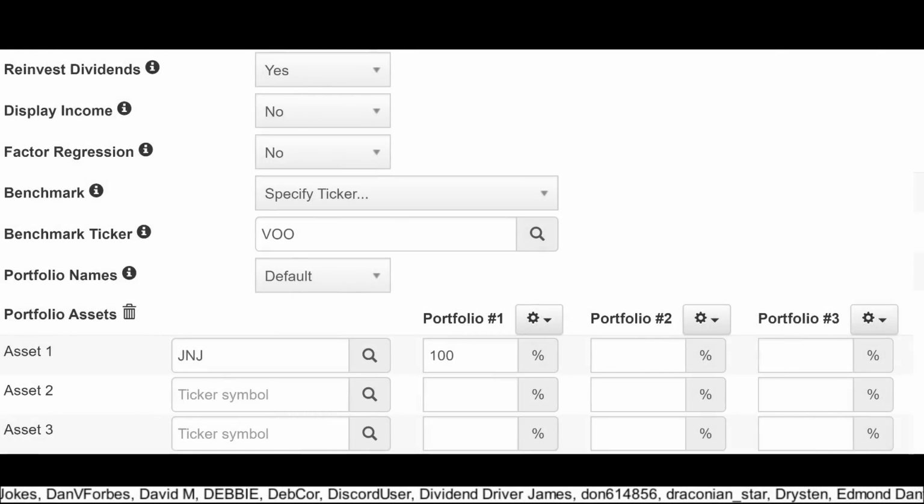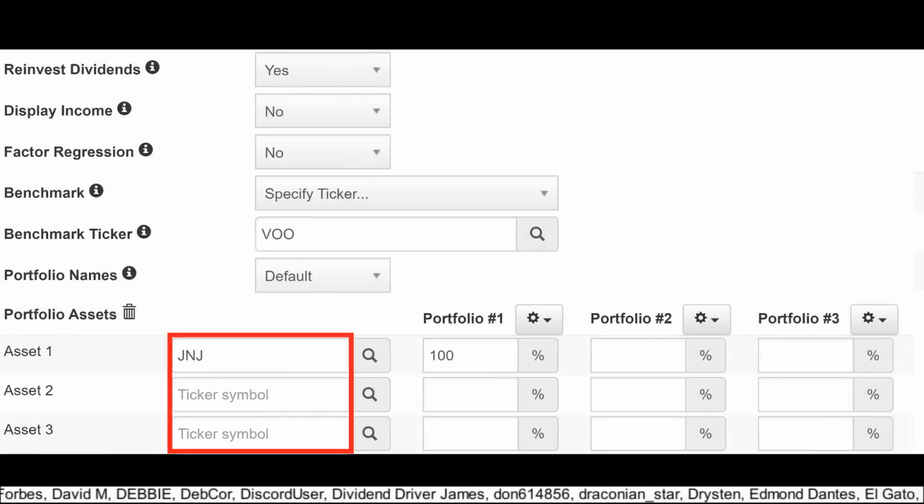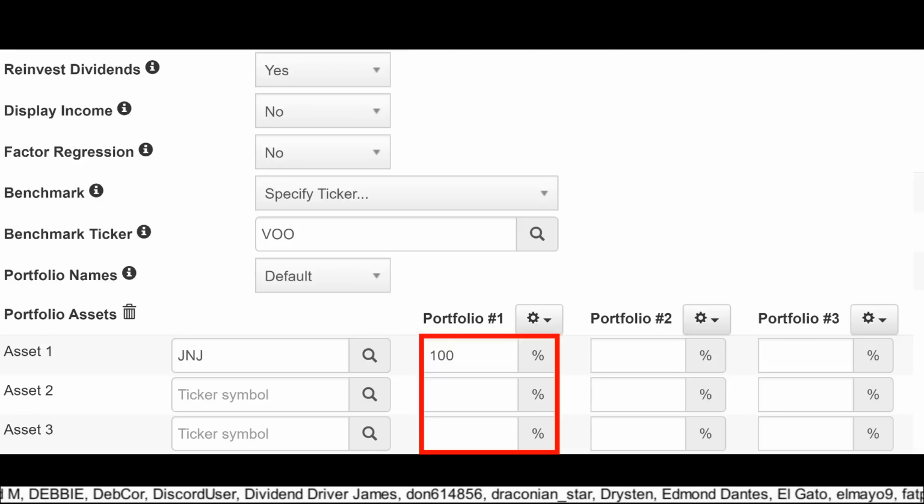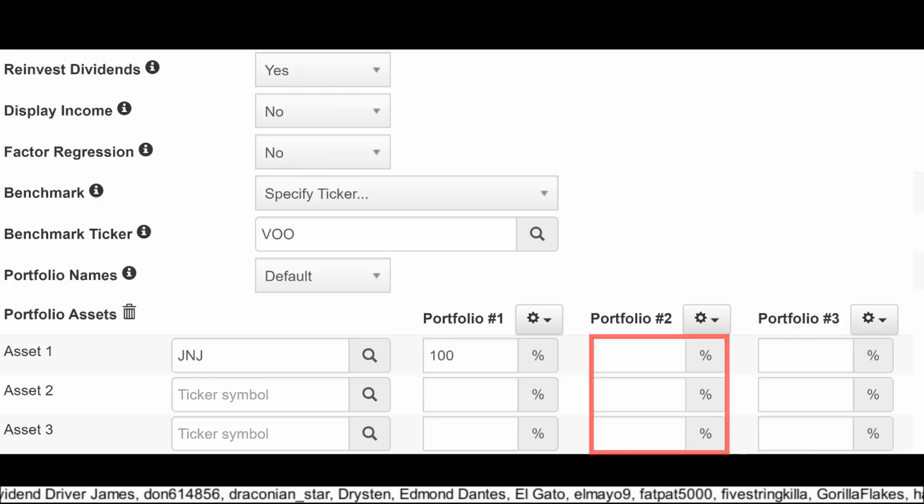Then we come to the section where you put in your stocks. The way it works is you list all your stocks in the first column, and then in the second column you list the percentage of each stock in your portfolio, and all your percentages should add up to 100%. It also gives you multiple portfolio columns you could use if you wanted to compare one portfolio of stocks against another. So in this simple case, I'll just put in J&J as my one stock, and I'll state that it's 100% of my portfolio. Then I click Analyze Portfolios.